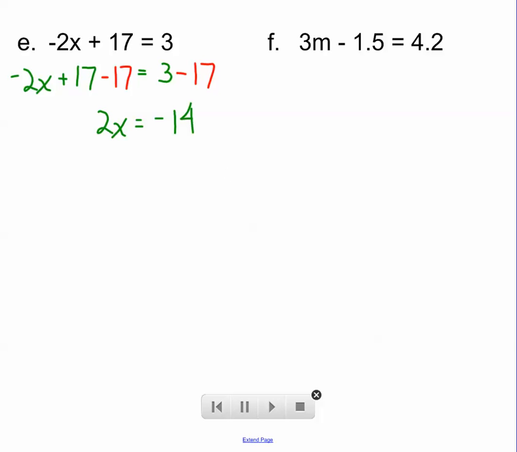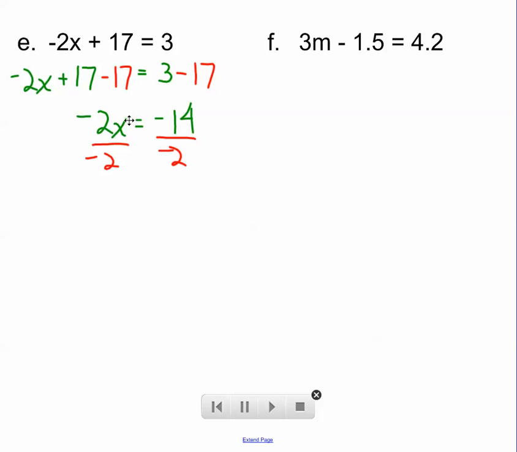This should be negative 2x, shouldn't it? Okay, so negative 2x plus 17 minus 17 is negative 2x. Then we're going to divide both sides by not positive 2, but negative 2. Okay.